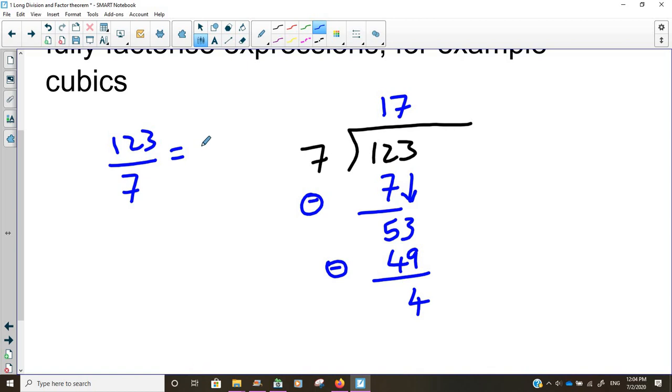So if we were going to write this as a mixed number, it would be 17 remainder 4, or we could write it as 17 and 4/7. Okay, so that's numerically how we do the bus stop method, and we're going to do something very similar with algebra.